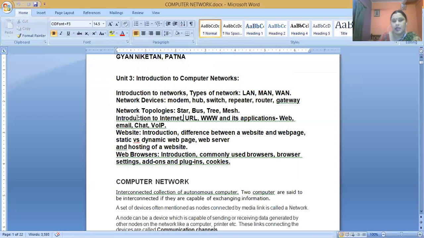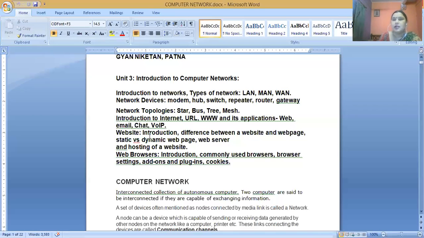we discuss a few concepts of the introduction of the internet. Means, what do you mean by internet? What is the URL? And what do you mean by World Wide Web? And what are its applications? Means, what type of services are provided by computer networks.